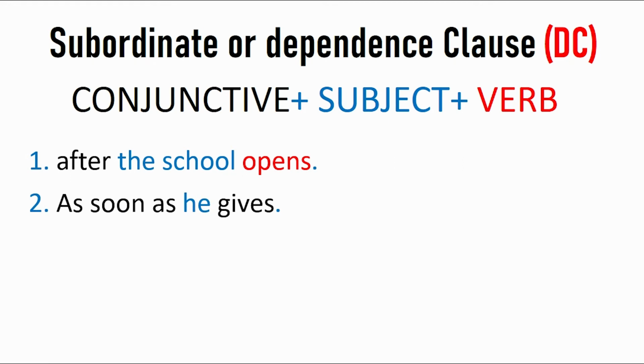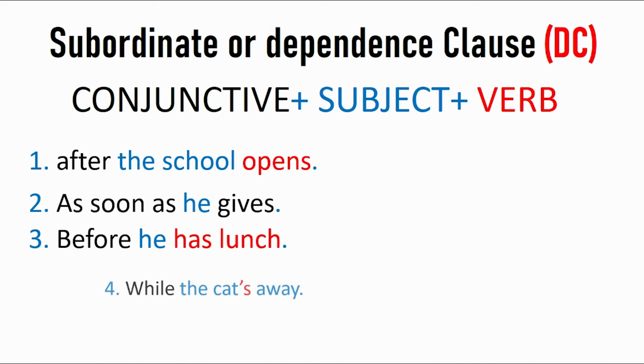Number 2, as soon as he gives. It is also a subordinate or dependent clause. It doesn't give the full information. Sentence number 3, before he has lunch. So what will he do before he has lunch or after he has lunch? It is not a complete sentence. So when it is not a complete sentence, we call it a subordinate or dependent clause. Number 4, while the cat's away. It is also a dependent clause.